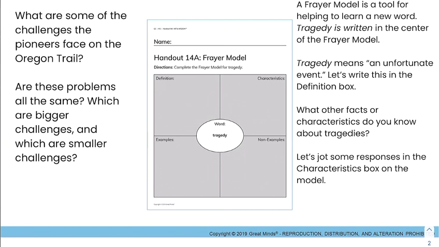Think back to some of the challenges the pioneers faced on the Oregon Trail. Are these problems all the same? Which are bigger challenges and which are smaller challenges?